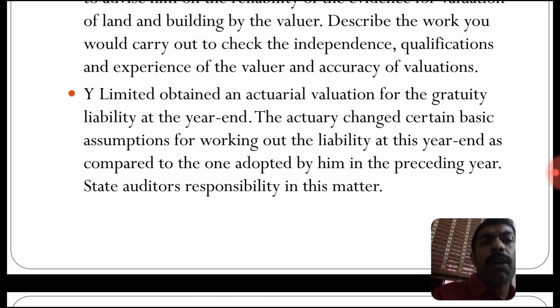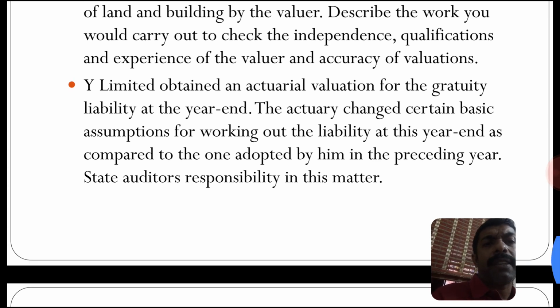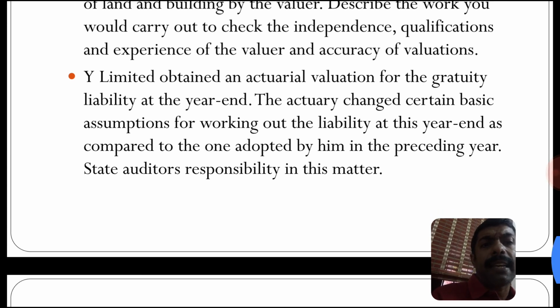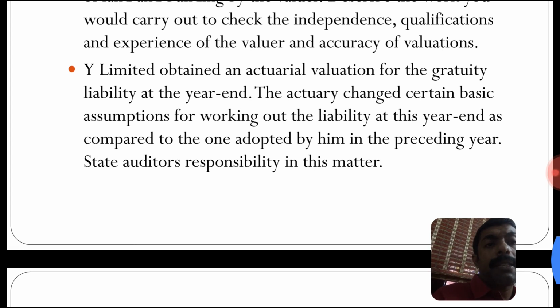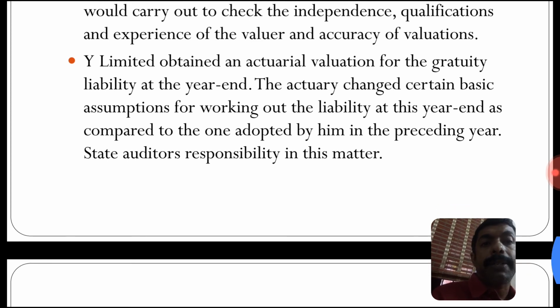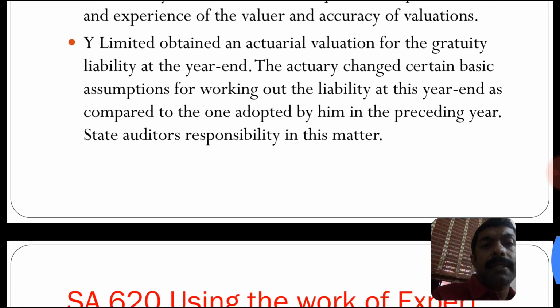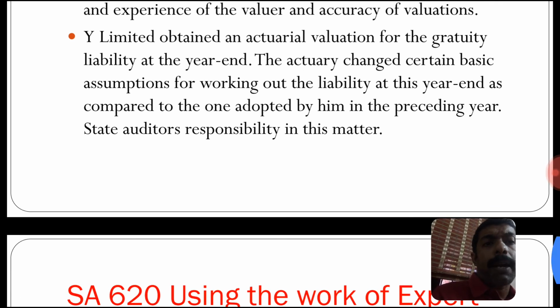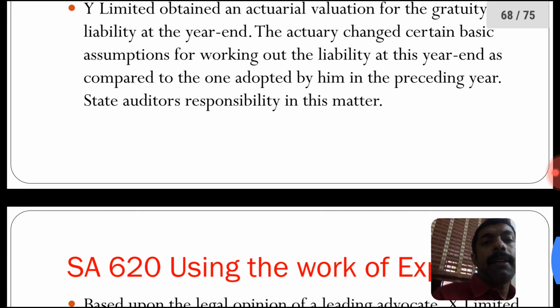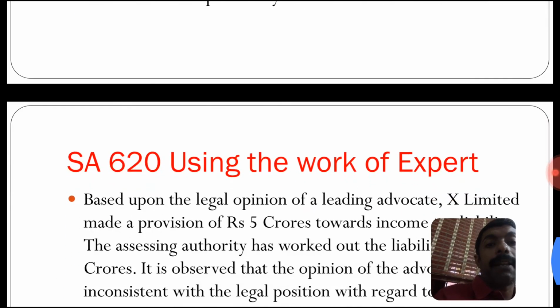Y Limited obtained an actuarial valuation for the gratuity liability at the year end. The actuary changed certain basic assumptions for working out the liability at the year end as compared to the ones adopted by him in the preceding year. State the auditor's responsibility in this matter.